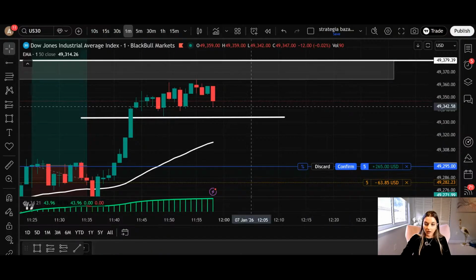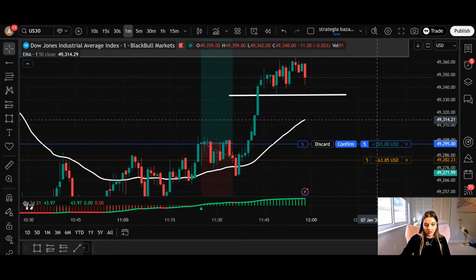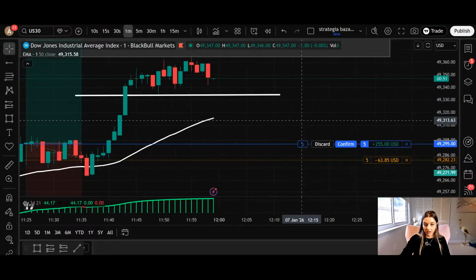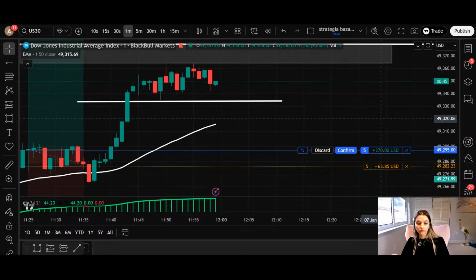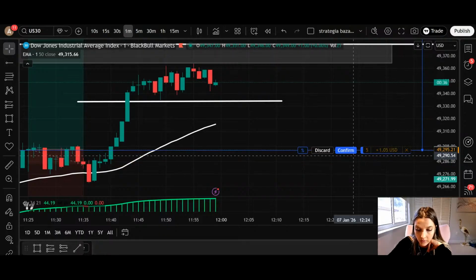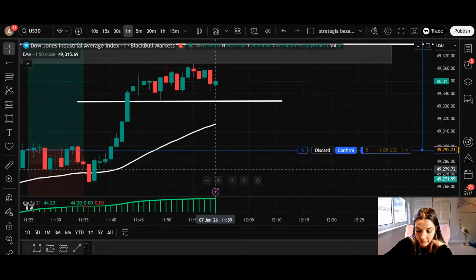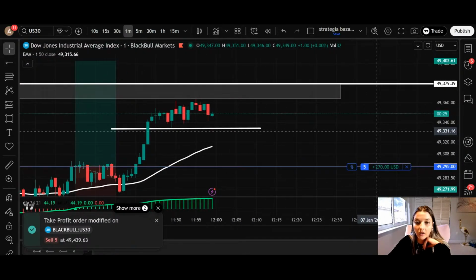You know, I wanna put a stop loss below this white line, but then I'm thinking maybe we'll get back to the EMA and react again. You know what? I'm just gonna move. Okay, I put it at break even. Confirm. So at this point, it's something or nothing. It's break even.